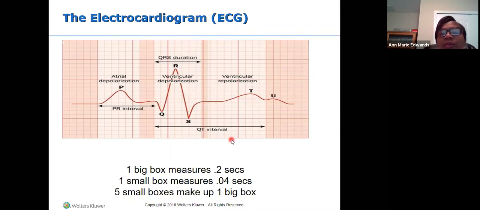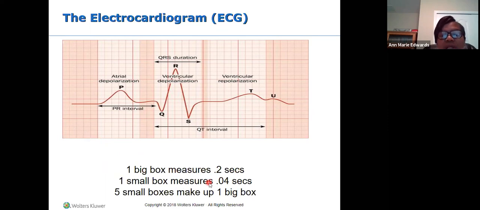All right, so let's now look at the boxes. One big box measures 0.2 seconds. A big box is the entire shaded area, or the pale area where you see these lines. So these are big boxes, okay? And one big box measures 0.2 seconds.